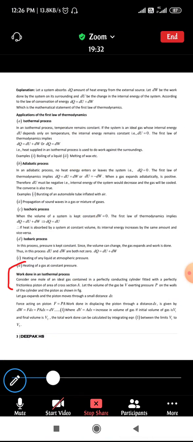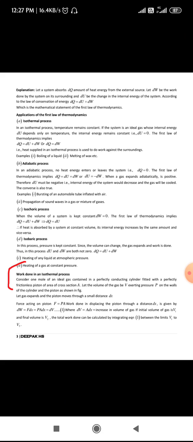Next, if V1 is considered as the initial volume of the gas and V2 as the final volume of the gas, the total work done can be calculated by integrating equation 1 between the limits V1 to V2.